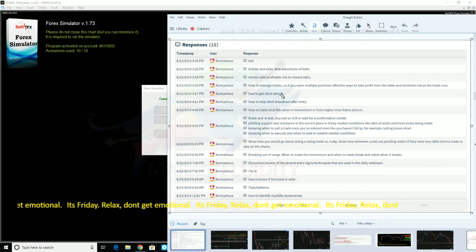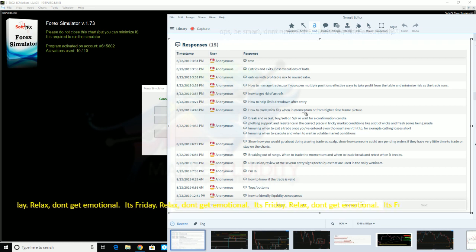How to get rid of SRFX? I'm not sure. How to help limit drawdown after entry? Drawdown is inevitable. Whenever you take a trade and you have a stop loss on it, that means you are accepting the loss. If you cannot accept the loss before you take a trade, you will always panic during drawdown. Remember that. You should always accept the loss that you're about to take, and drawdown is not going to be a problem, because if your lot size is too high, drawdown is going to bother you. If you've been over trading, drawdown is going to bother you. If you know exactly how much you're going to lose if it hits stop loss, drawdown is not going to bother you, because you've already accepted that fact.